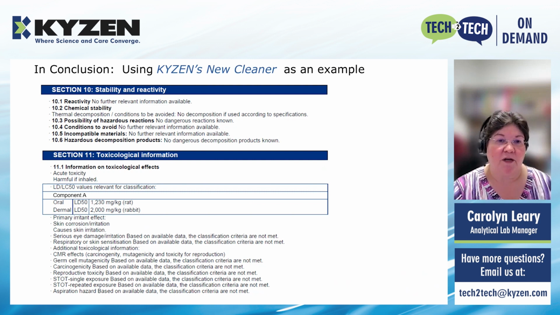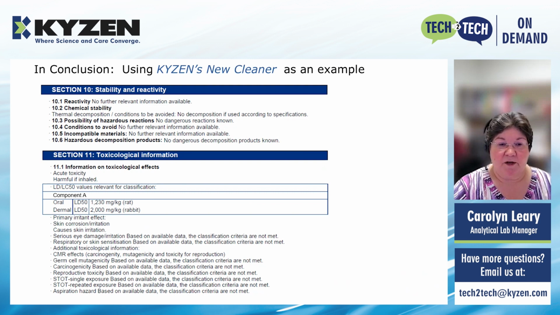But again, as we said before, we can't just not include some of these subsections, like section 10.1, reactivity. There's no further information available, but we can't just ignore it. We have to include it with a statement that says either there's no information available or it's not reactive. You can see that this product doesn't have any conditions we need to avoid or no known hazardous decomposition products, things of that nature. Section 11 has toxicological information.